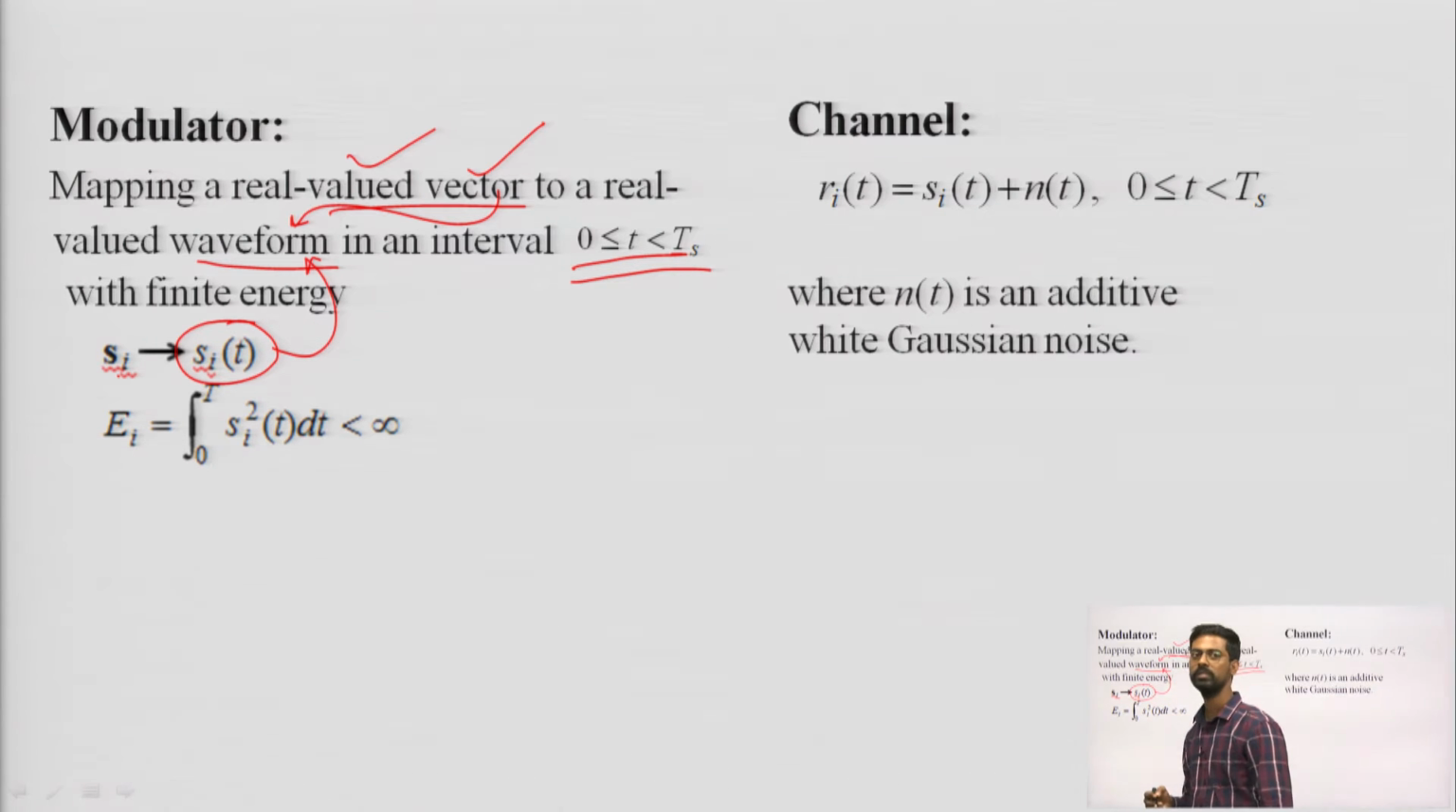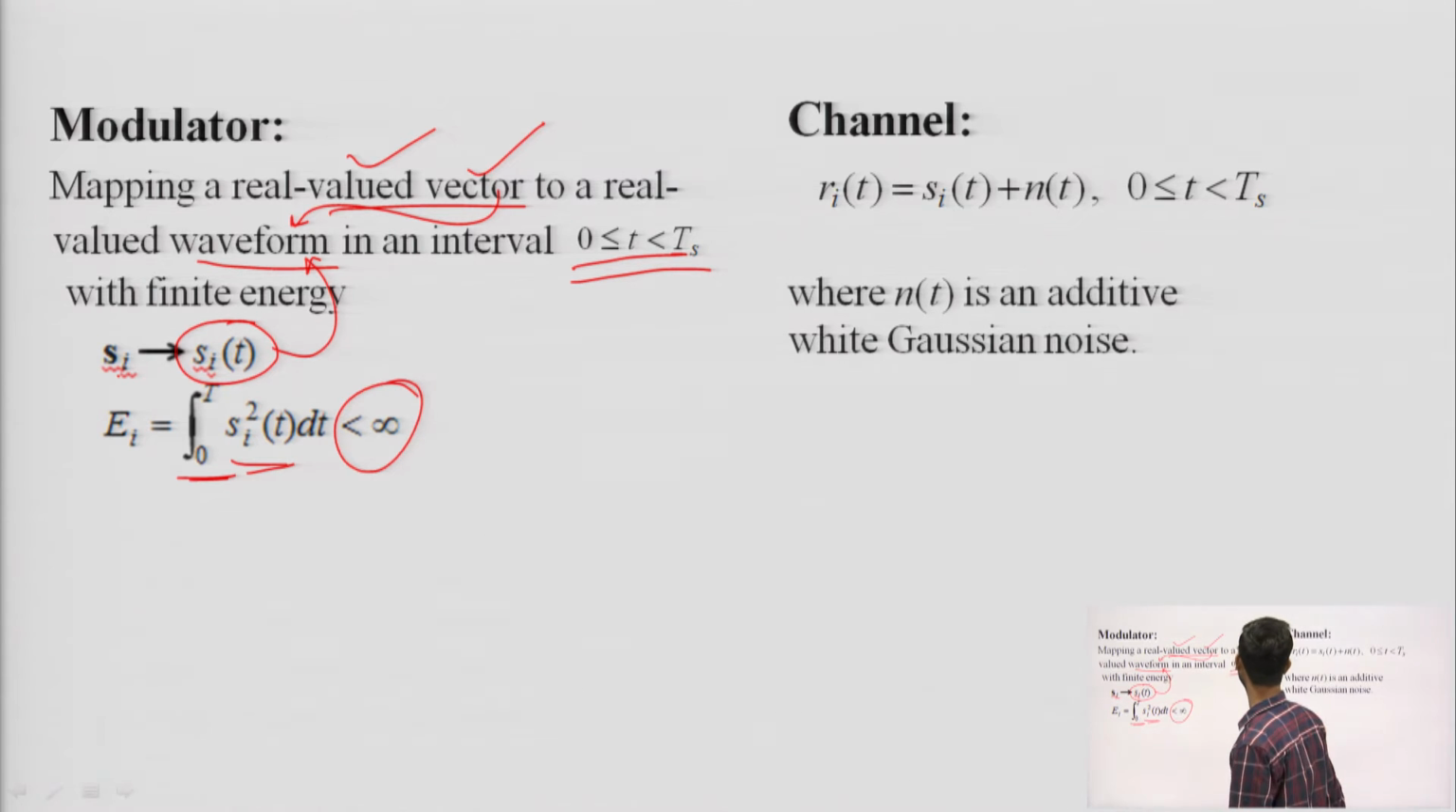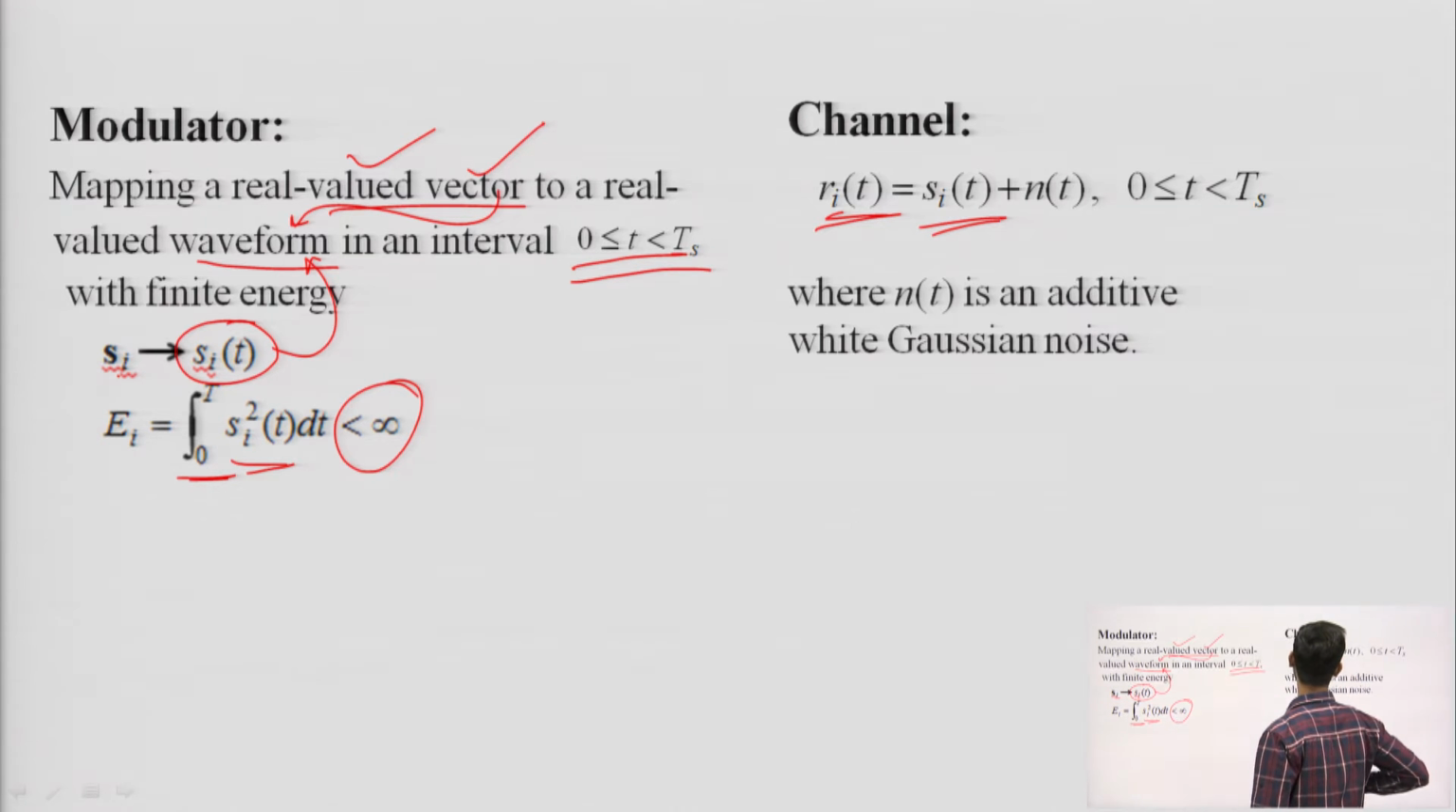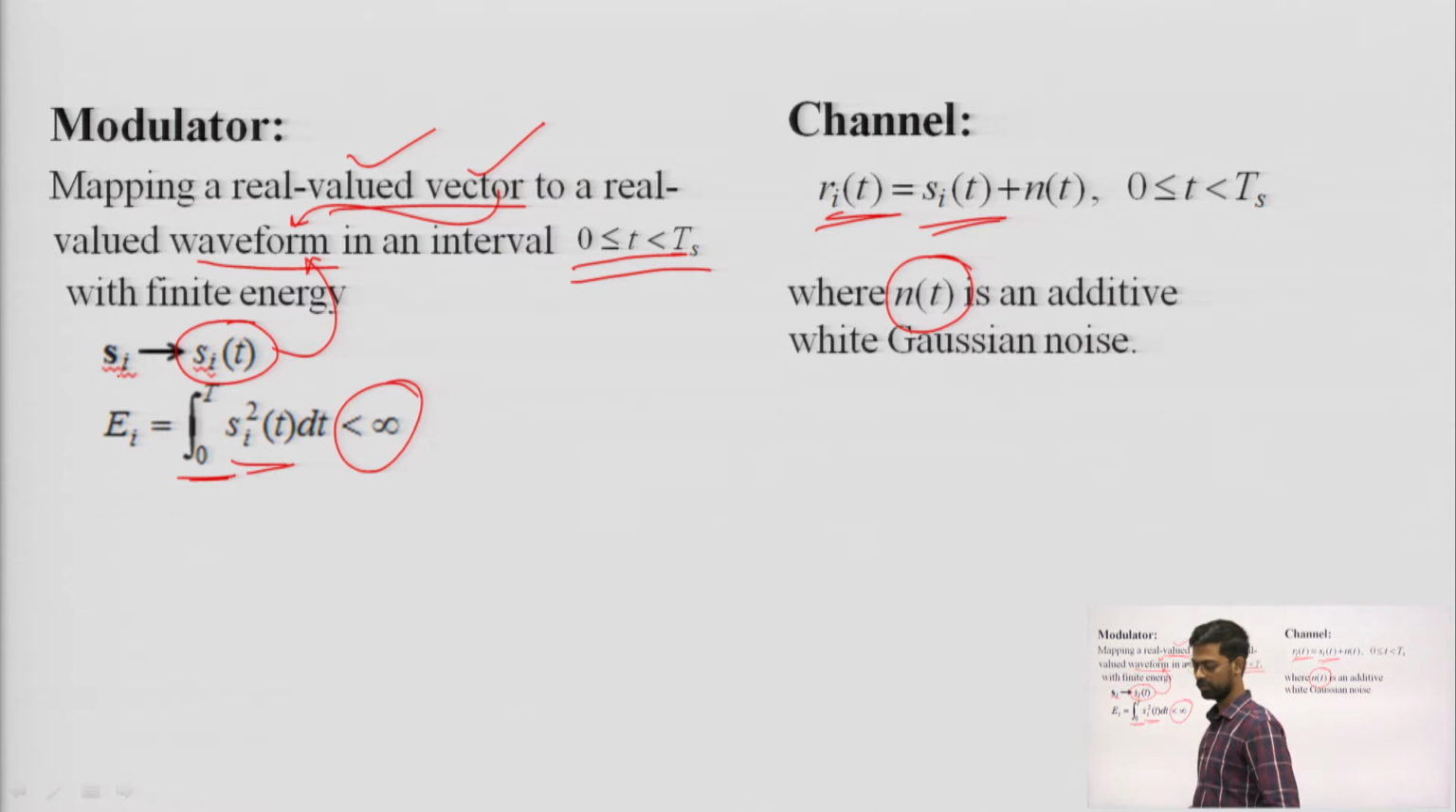In terms of waveform means with respect to time. Okay. So, your energy is nothing but your waveform Si square t dt in the period of 0 to T, that should be less than infinite. Now, the channel output is the waveform r of t equal to Si of t plus n of t, where n of t is nothing but your additive white Gaussian noise at the channel.